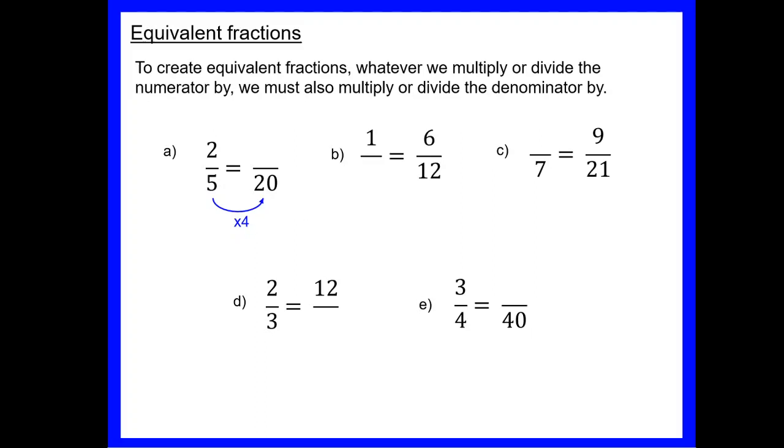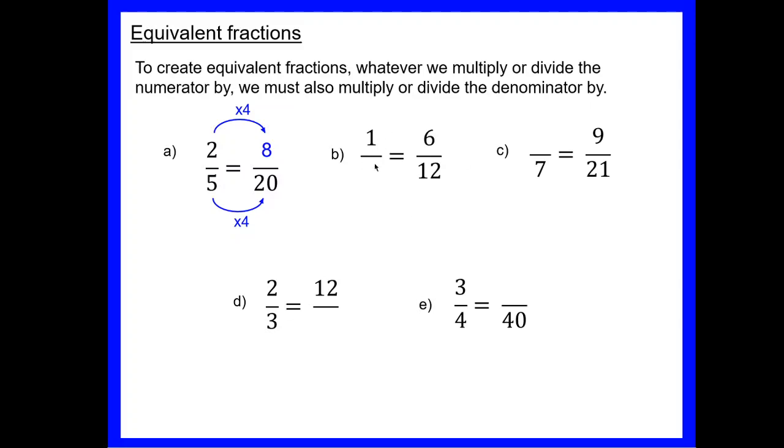So if 5 times 4 gives us 20 at the bottom, to get an equivalent fraction, we have to multiply by the same value for the numerator. So 2 times 4 would be 8. So our equivalent fraction to 2/5 is 8/20.